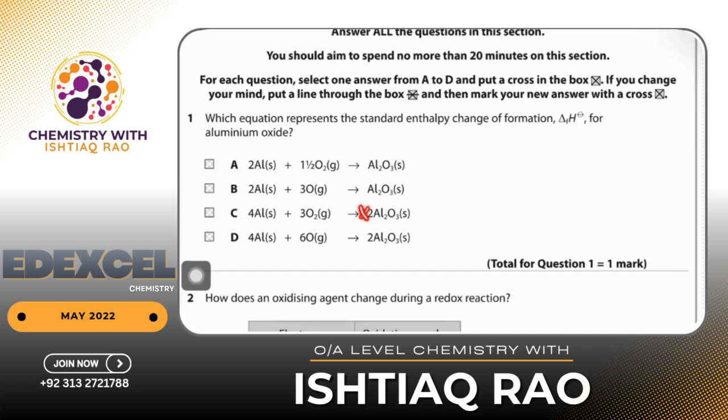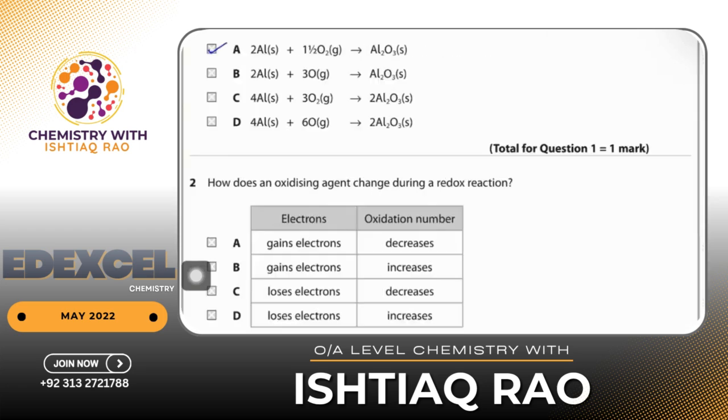This is wrong. This is wrong. It may be A, it may be B. So the standard state for oxygen is O2, not oxygen. So A is correct. Question 2.